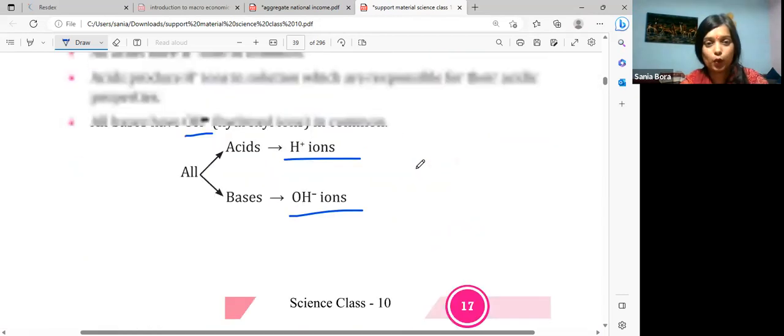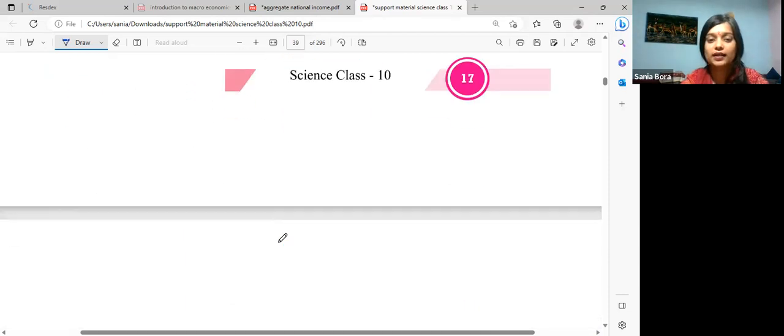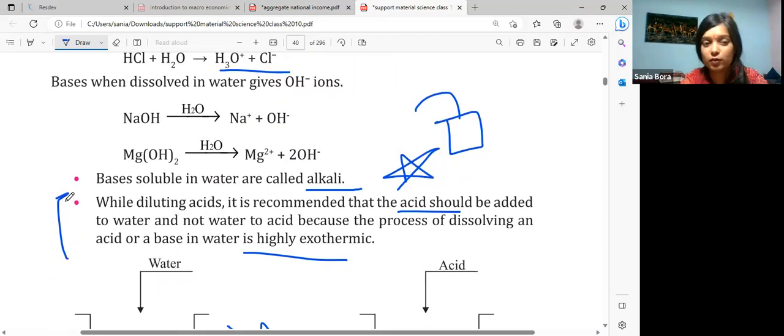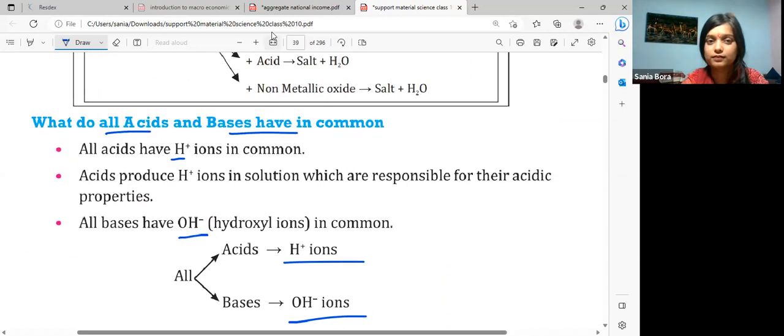Yes, ma'am. Okay, so first you will write what all acids and bases have in common. So all acids have this and this, you will write. Then you will write acid or base in a water solution, so this happened. Then you will mark it as very, very important. Then you will write this, and then the reason why it should not be added, and if it is added, what will happen. Clear? Yes, ma'am.